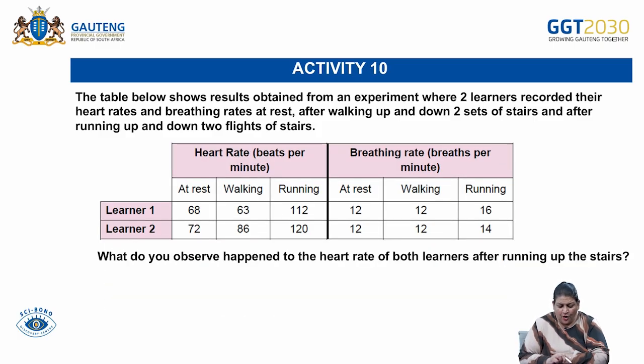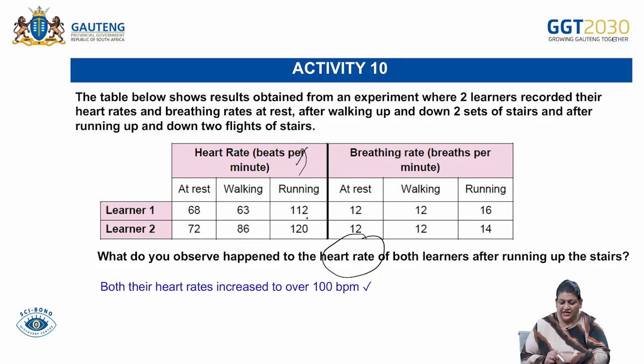Okay, we've got that one. What do you observe? Same question. What do you observe happened to the heart rate of both learners after running up the stairs? So these are the 2 learners, and when they ran up the stairs, we want to know what happened to the heart rate. So you look at this column here. Of both these learners when they ran up the stairs, can you see, compared to resting and walking, it increased almost double to 112. Even in learner 2, the heart rate has increased.